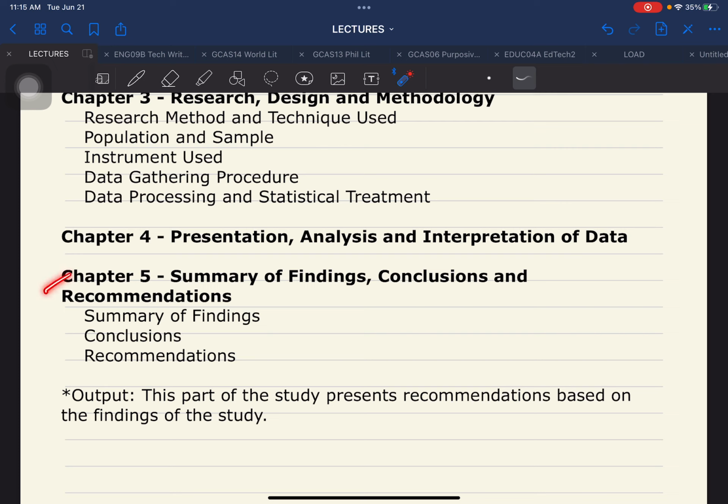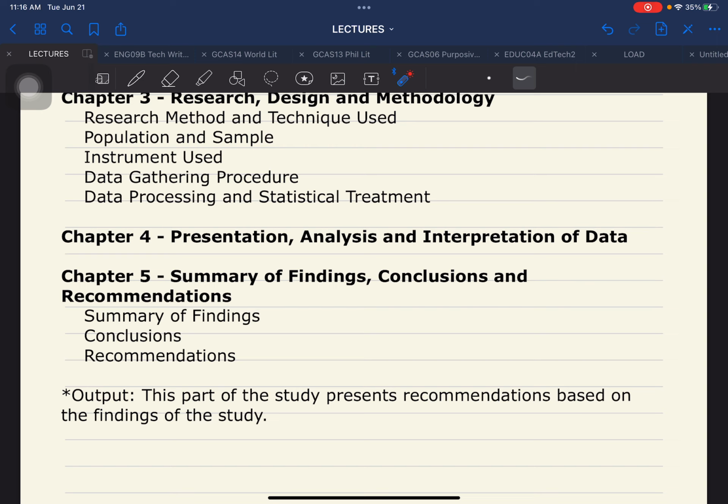And then chapter 5 is the summary of findings, conclusions, and recommendations. So basically, this is composed of 3 parts: the findings of your study, the conclusion of your study, and the recommendation of your study. The findings of your study should again follow the format, sequence, and arrangement of your statement of the problem. So in presenting the findings of the study, make sure that the first finding is aligned with the specific problem number 1 of your study, and so on and so forth. And then the conclusions are based on the findings of the study. Recommendations are based on the findings and the conclusions of your study.